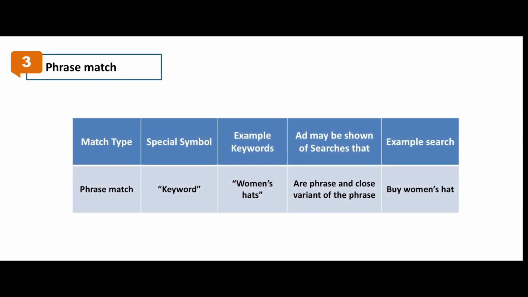The checklist for phrase match is: if you want to make any word or couple of words a phrase match, then you have to put all these words in quotes. Your ad will be shown for the phrase or the close variant of that phrase. For example, the ad will be shown for women's hat as your phrase is present in the search query in the same order.